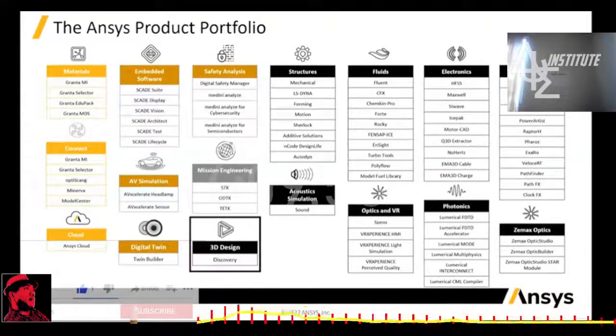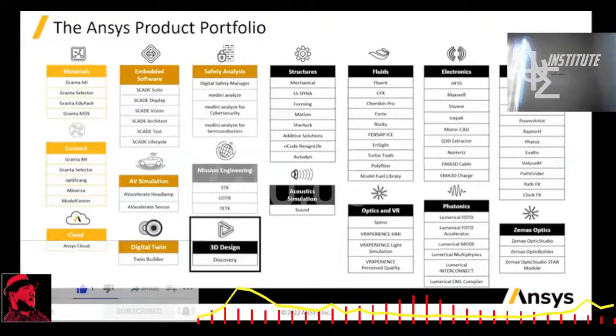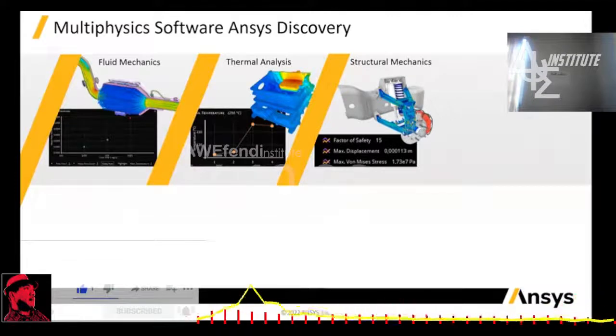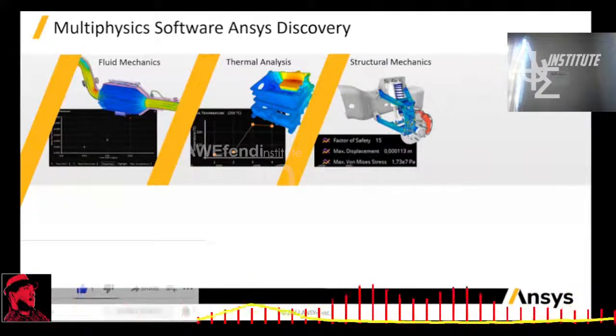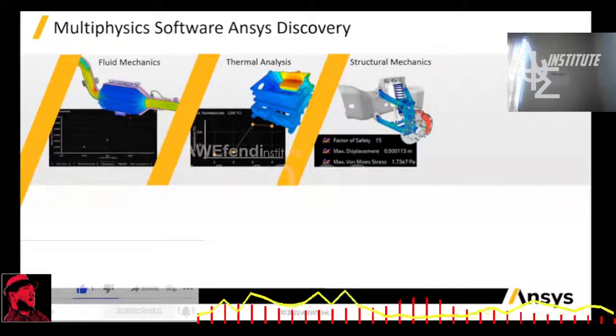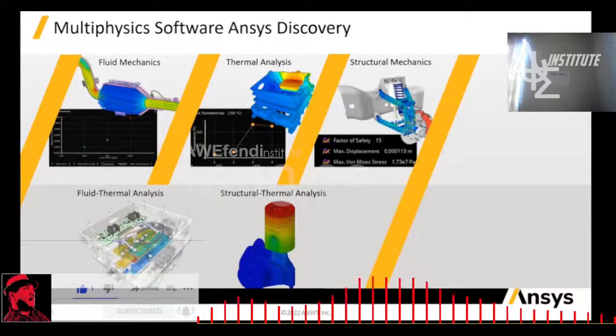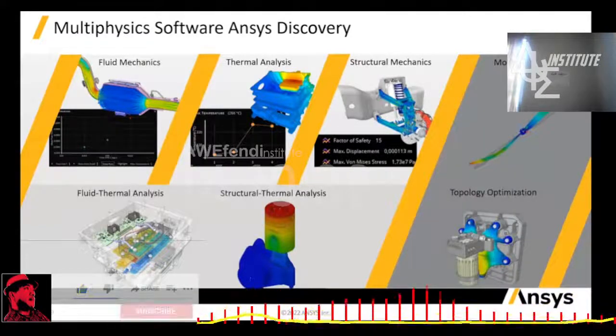Today's focus will lie on the 3D design category, specifically ANSYS Discovery. Now, what is ANSYS Discovery? It is a multiphysics tool that allows you to quickly explore different ideas, iterate and innovate using a range of different physics while focusing on ease of use, which is why it's specifically interesting for students. So you can not only do fluid flow, thermal or structure analysis, but you can also couple different physics to conduct, for instance, fluid thermal or structural thermal analysis. In addition to that, it allows you to run modal analysis as well as topology optimization.